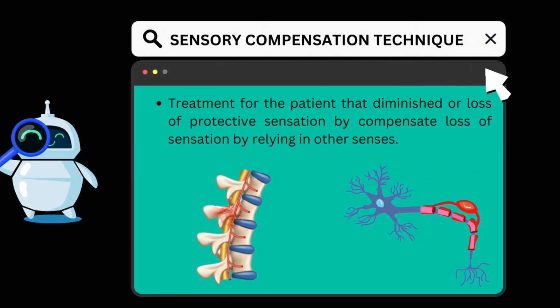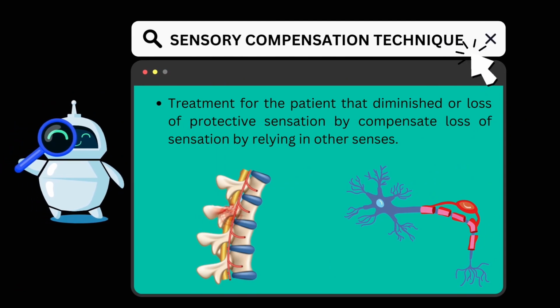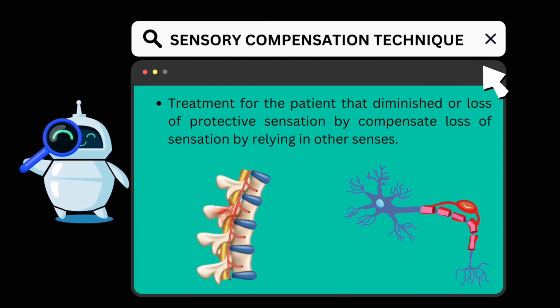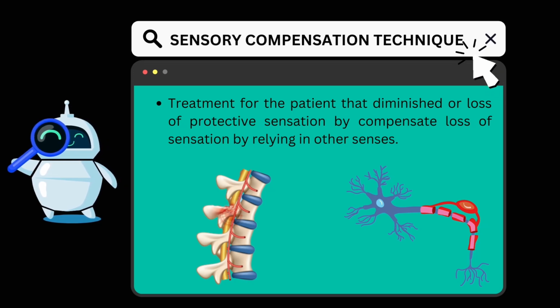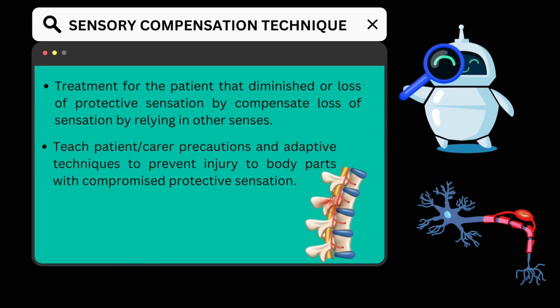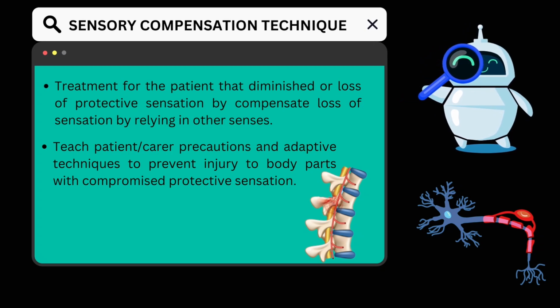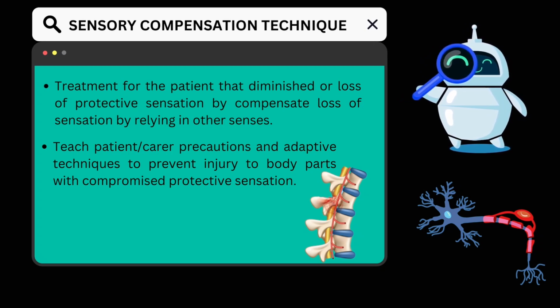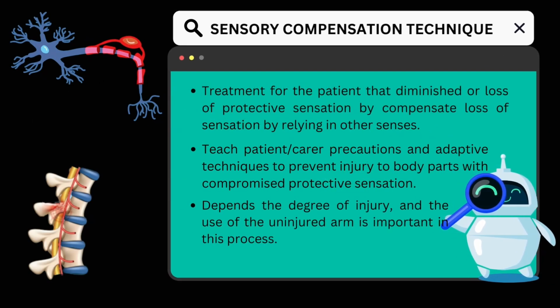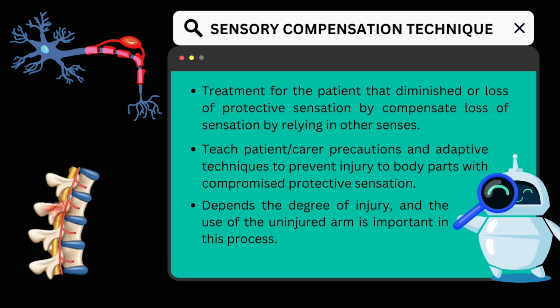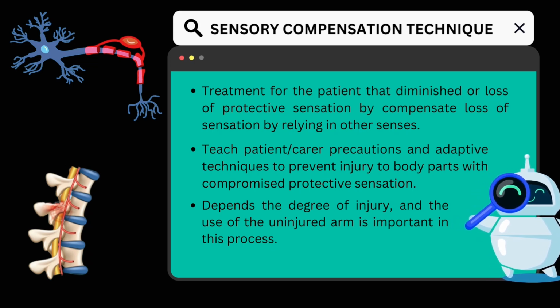Sensory compensatory techniques are a treatment for patients with diminished or lost protective sensation, by compensating for the body part that has lost sensation by relying on other senses. This treatment includes teaching the patient, carer or caregiver the precautions and adaptive techniques to prevent injury to body parts with compromised protective sensation. Patients will use compensation techniques according to the extent of their injury, and the use of the uninjured arm is important in this process.